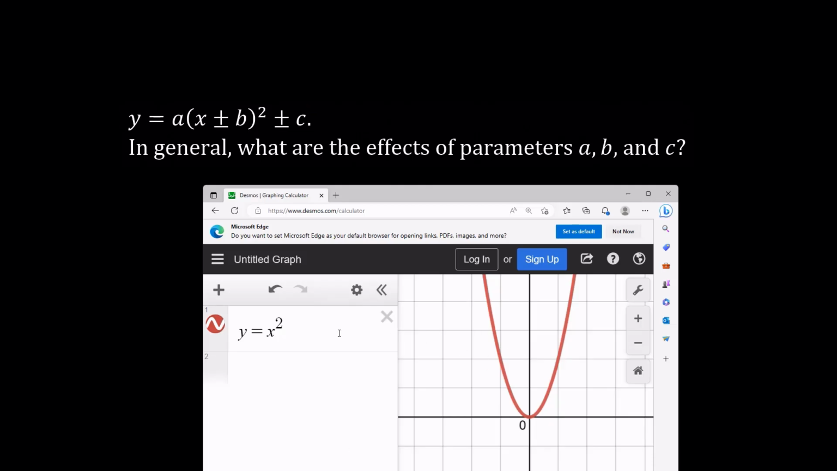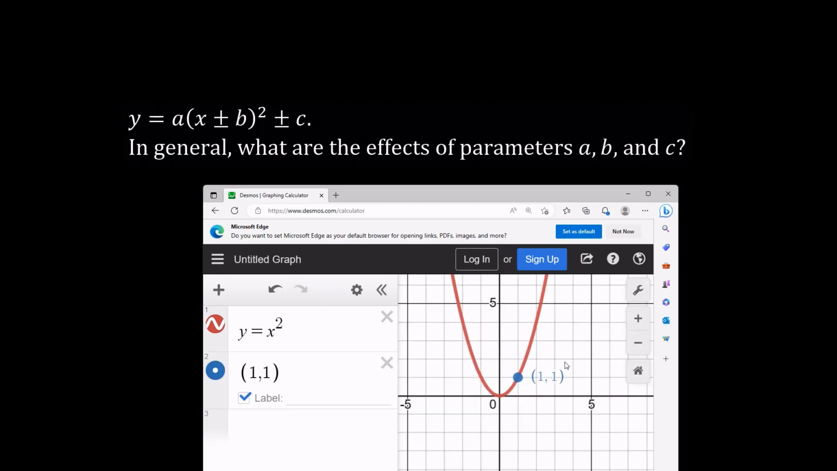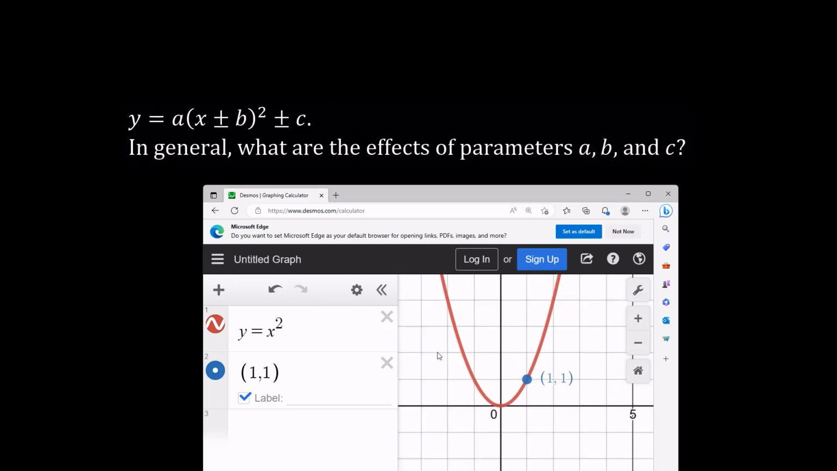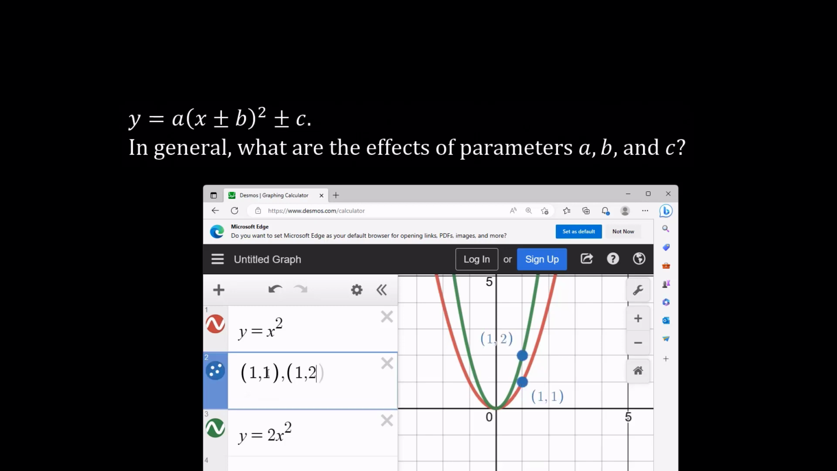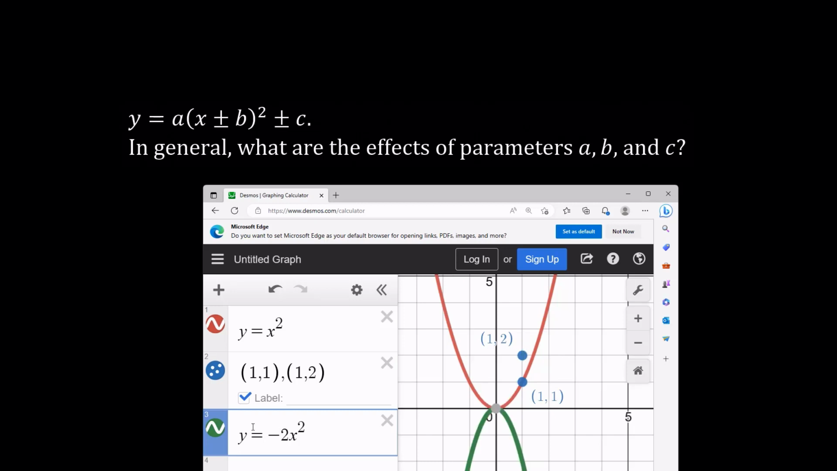Let's take a look at this parabola on Desmos.com. When we have x squared, that's a regular parabola, and it goes through the point (1, 1). We can zoom in and we can see the point here. However, if we have a new graph, y equals 2 times x squared, what happens to the original point (1, 1)? It now becomes twice as tall. The x value remains the same, but the y value doubles. If we put a minus sign in front of this graph, it flips about the x-axis.